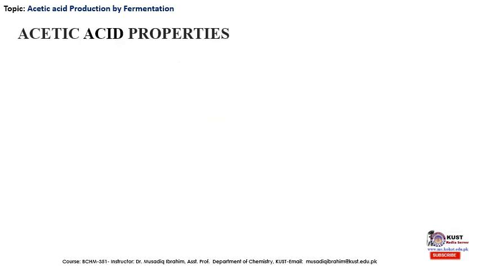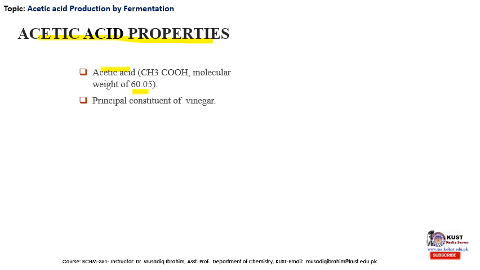Now moving towards the acetic acid properties. So acetic acid has a molecular weight of 60.05, and it is a principal constituent of vinegar. So you all know that vinegar has around 4 to 8% of acetic acid present in it, and the rest is water.